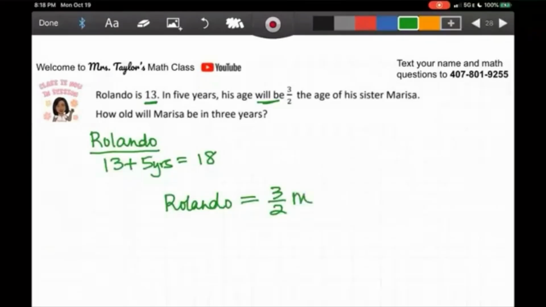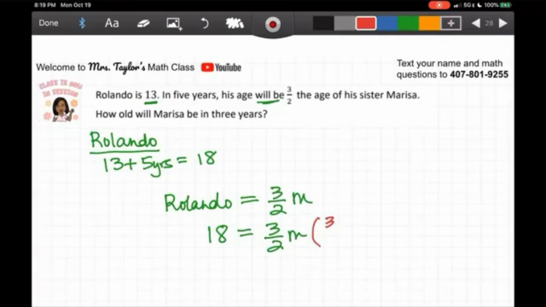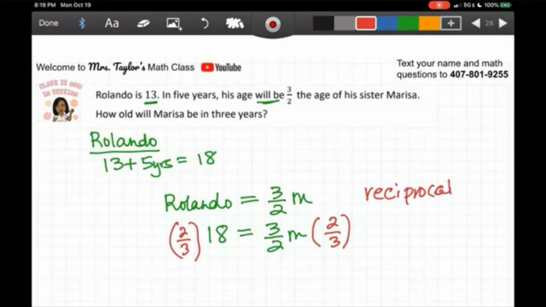Okay? So what's Roland's age? Roland's age is 18. His sister is 3/2 that. So in order to find the answer to that problem, we need to multiply both sides by the reciprocal. Y'all remember that word, reciprocal? And I'm doing it wrong. So 2/3. Let me write that word, reciprocal. That's the A. So over here, cross out, and you're left with M.